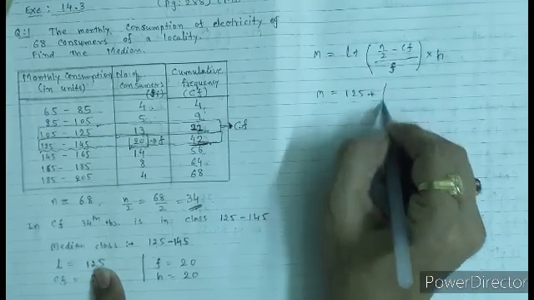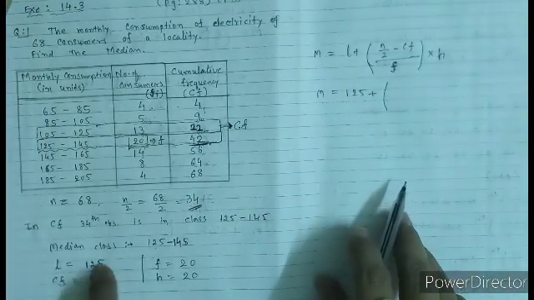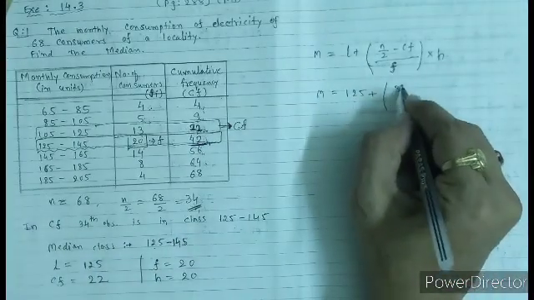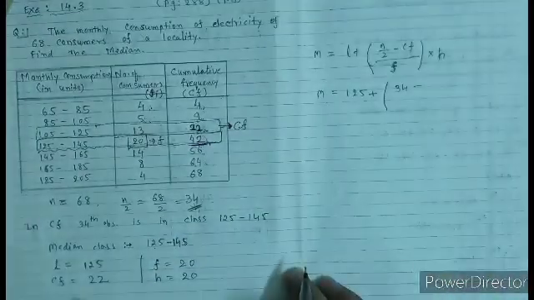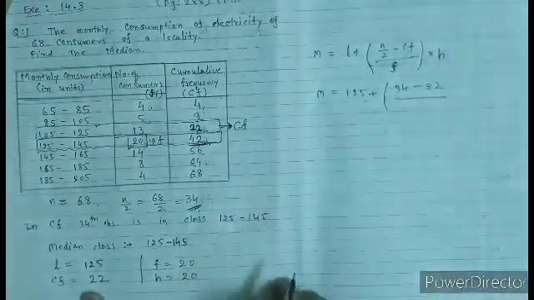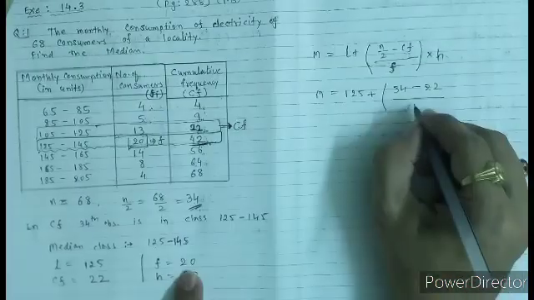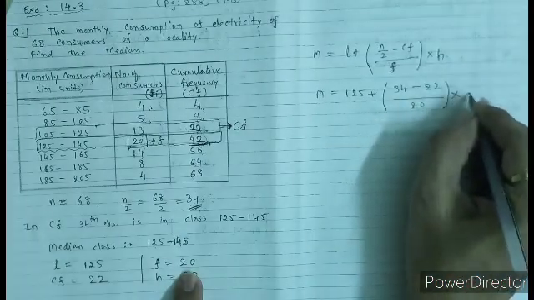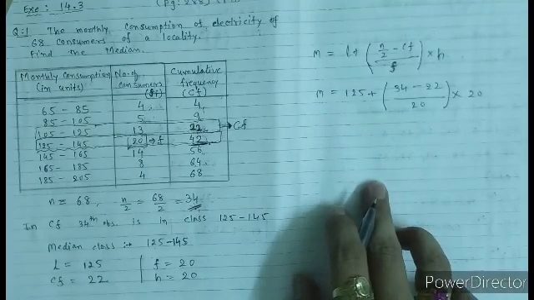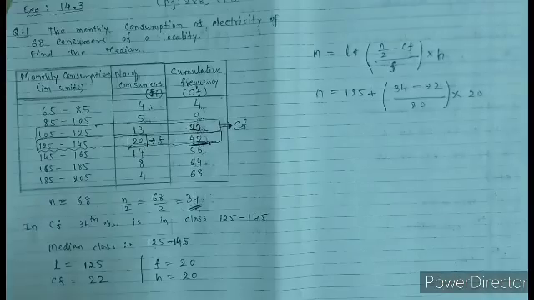125 plus into bracket N by 2. Here N is 68, N by 2 is 34. So we will directly write 34 minus CF. We have got that. It is 22 upon F. F is 20 multiplied by H. It is also 20. So this is what we have done. We have applied the values in the formula.